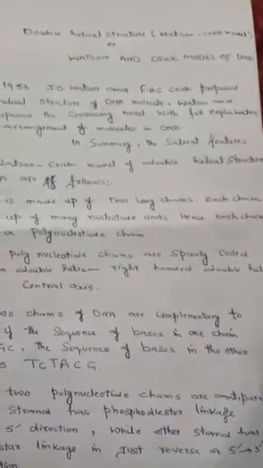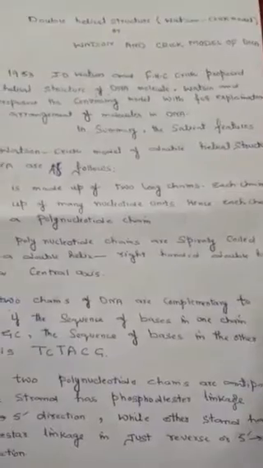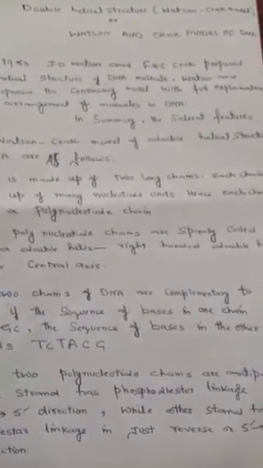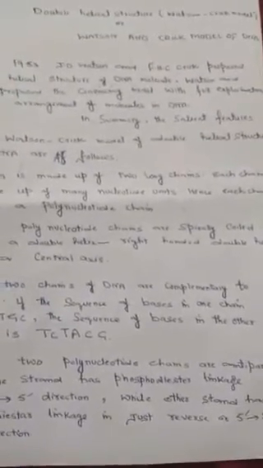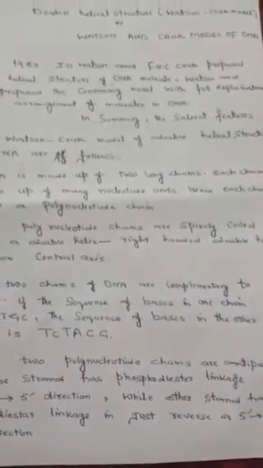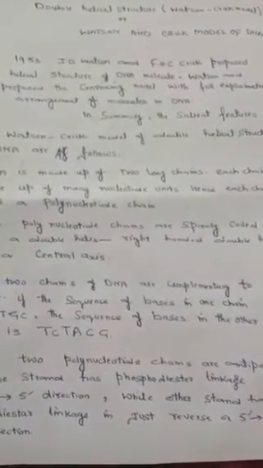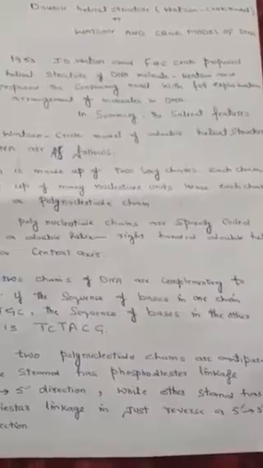Today, our topic of discussion is Watson and Crick model of DNA. Before this, we have discussed about nucleic acids. So, under the heading of nucleic acids, we have discussed about DNA. Now, today we are going to discuss about Watson and Crick model of DNA, or we can say double helical structure of DNA. Let us have a look.